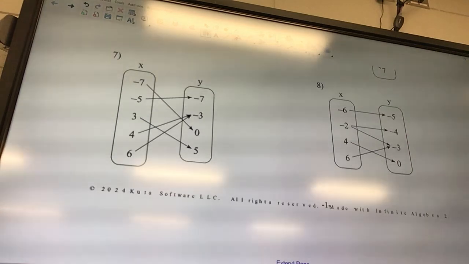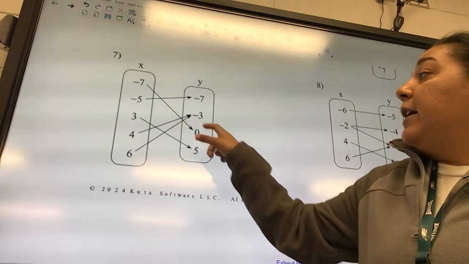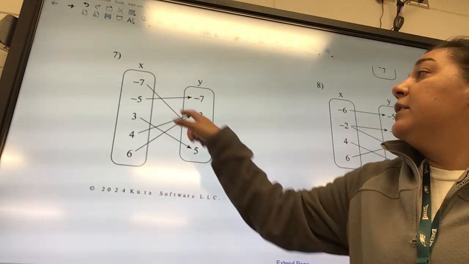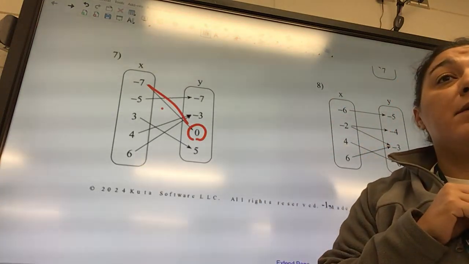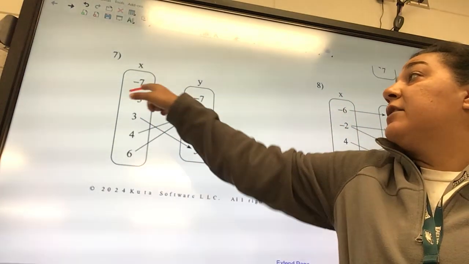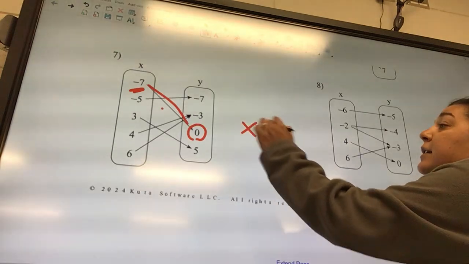So, if we look at 7, are there any zeros? Yes, okay, so the zero's right here, what's it going to? X. It's going to 7, is that gonna be an x or a y? X. It's an x, the number is on the x, so it's an x-intercept, so it's gonna be x equals -7.